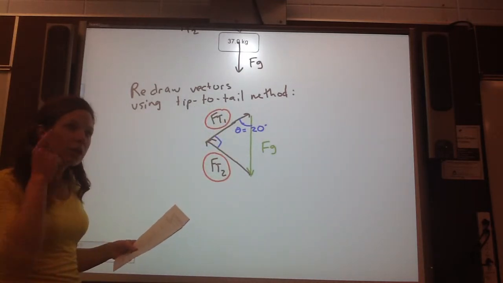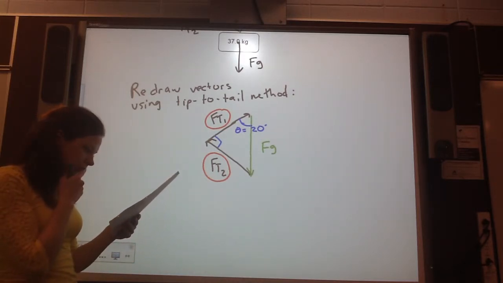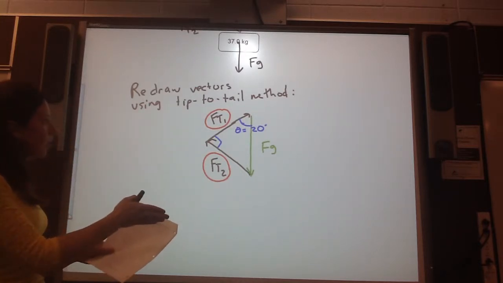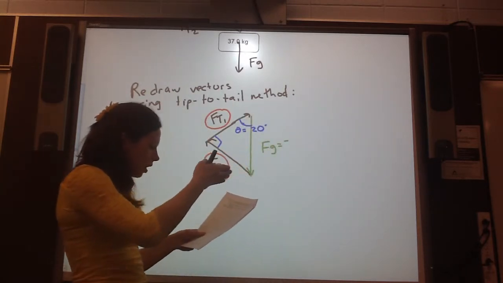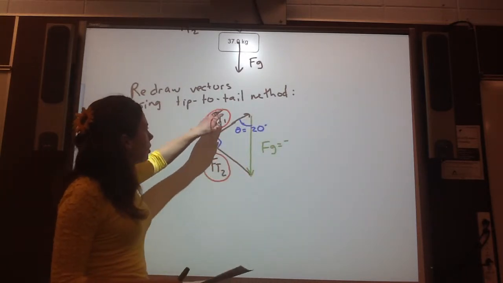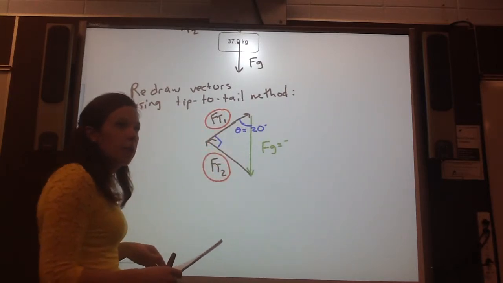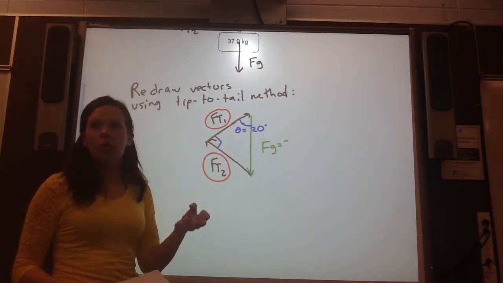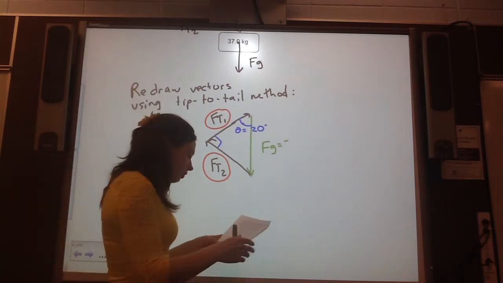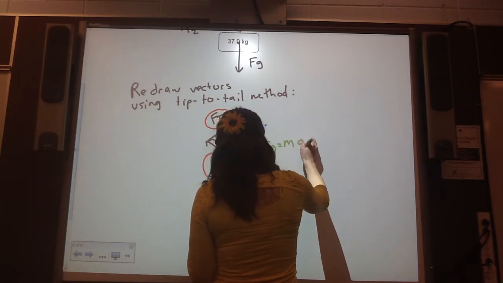If you were to label this vector, you would label this as a negative because it's going down. But in order to find your different sides, you don't need to put negative into your trig function, because when you're finding trig, you're finding magnitude, not direction, right? So you don't need to include negative in a trig equation. So our FG is equal to m times g.